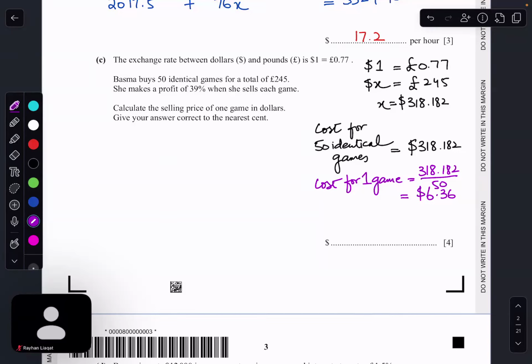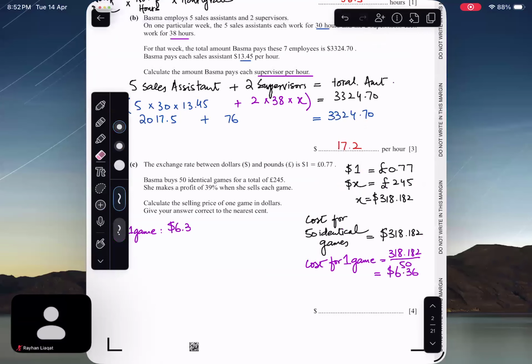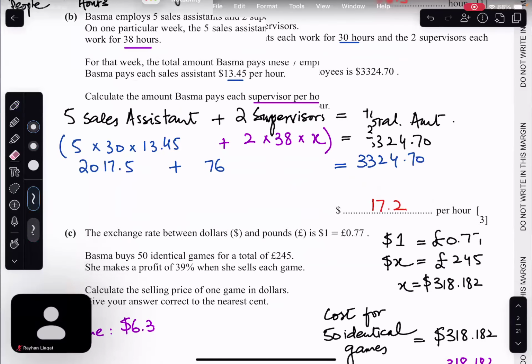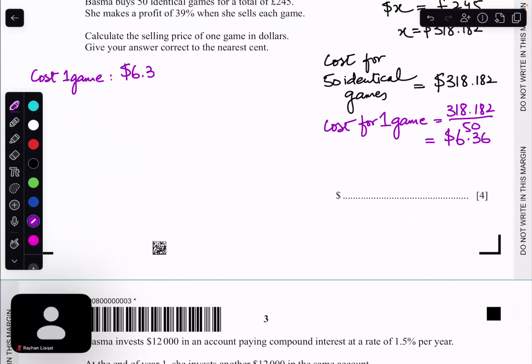So what is the cost? They are saying to calculate the selling price for one game in dollars. So we have the cost for one game. Now we can use the percentages and proportions. 6.636 represents 100%. Anything previous value will be representing 100%.